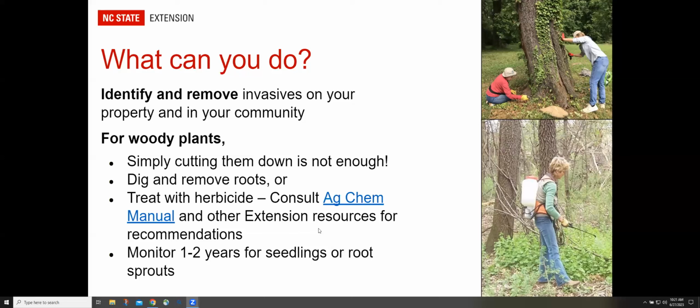The other thing that's important, especially with these woody invasives, is you need to keep watch over the site even after you've pulled it up or removed a plant. There could be seedlings or root sprouts to emerge over the next couple of years. So you really want to make sure you stay on top of those and completely get rid of them.